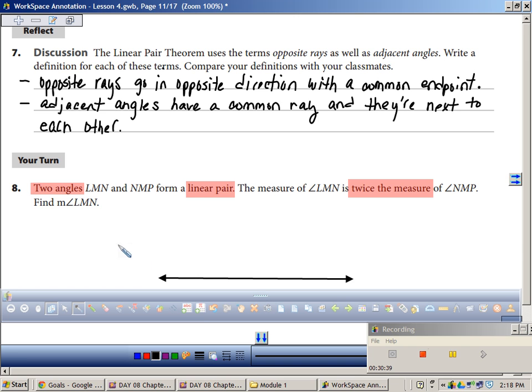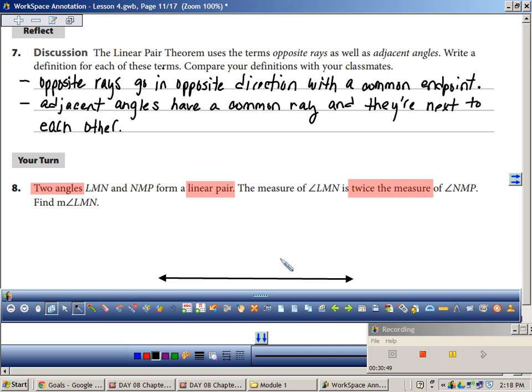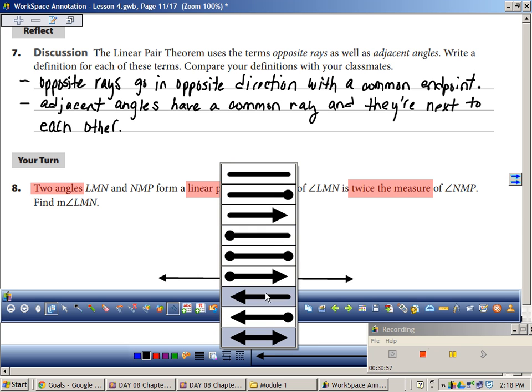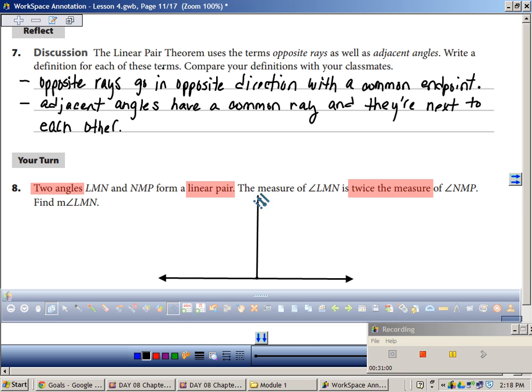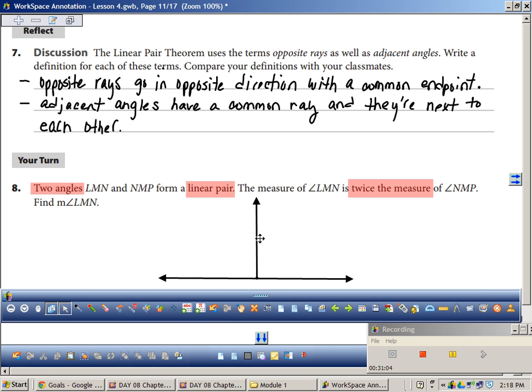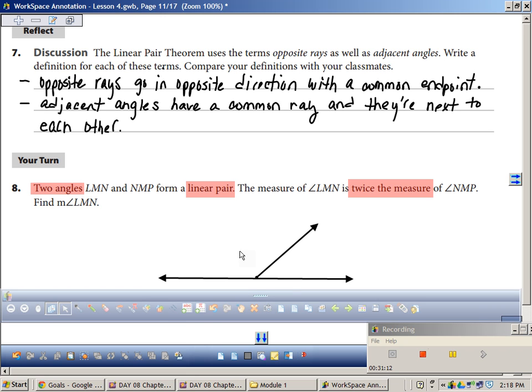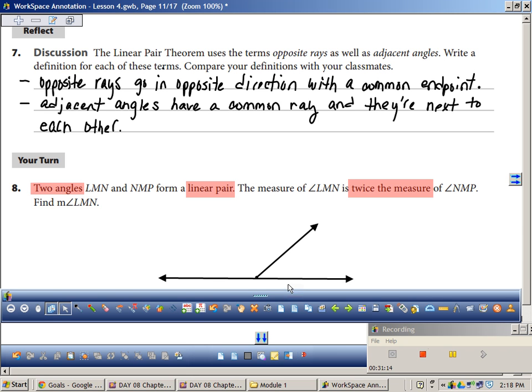What's the other piece of information? One is twice the size. So when I draw this, aren't I going to make one angle look smaller than the other one? You know what I'm saying? I wouldn't want to draw this. Does that look like twice the size? No. So we want to adjust it somehow, right? We'd like to make it more like, what do you think? Yeah? So one is twice the size of the other. I don't think that's pretty accurate, but it doesn't really matter.